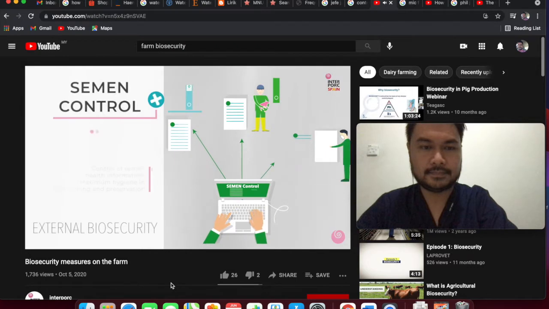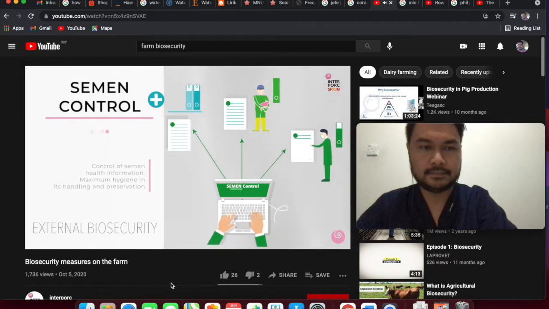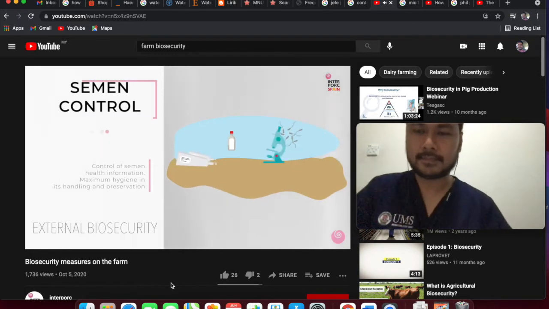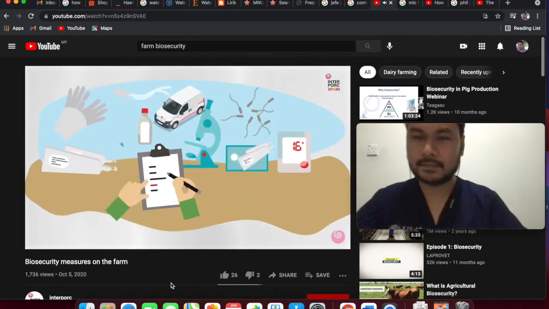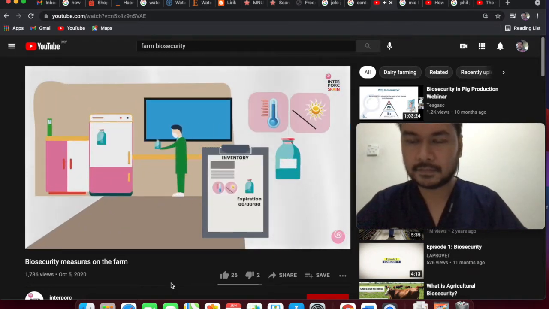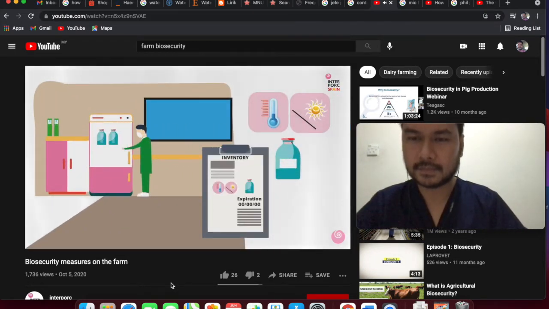Semen control. We must be aware of the disease control and monitoring program implemented at the semen production centres that supply to our farm, respect the recommended preservation conditions and maintain maximum hygiene during handling.